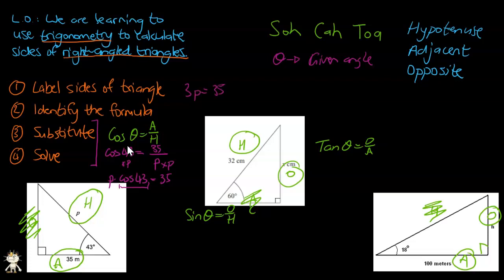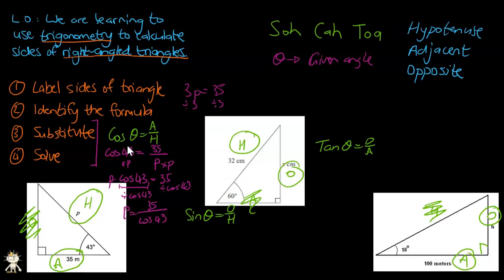To get rid of that times 3, or that times cos 43, you need to go divided by 3. So we're going to do the same here: divided by cos 43 and then divided by cos 43. So that means p will be equal to 35 divided by cos 43.